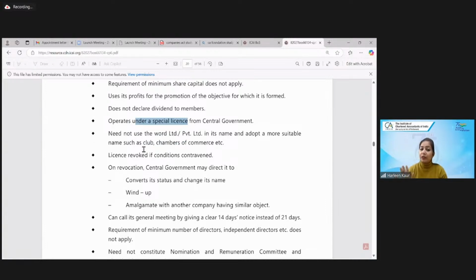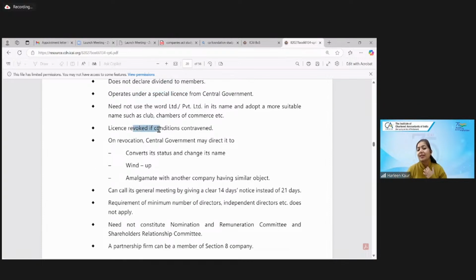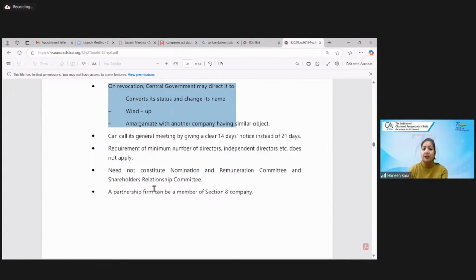Can you use the word limited or private limited? No, there is no requirement of using the word. Chambers, clubs, these kind of words can be used for section 8. When does the license get revoked? If a few conditions are contravened, if you have violated the provisions, if you do any fraud. What happens on revocation? Either you convert yourself into a public or private company, change your name, or you wind up, or you amalgamate with another company.